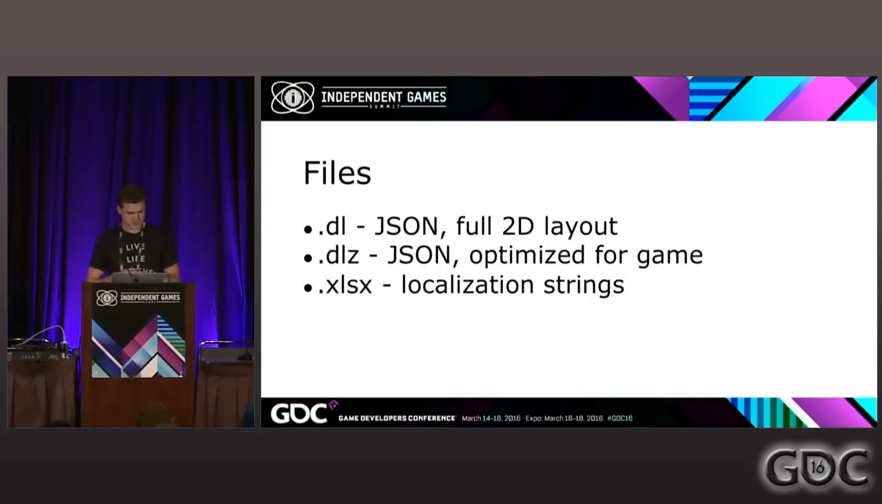The way it works is I have 3 different types of files. There's a .dl file, which is JSON, and it's the full 2D layout of all the nodes and all the properties and things that you need. And then .dlz is the same JSON, but it's just what I need for parsing a dialog tree in the game. So it's kind of optimized.